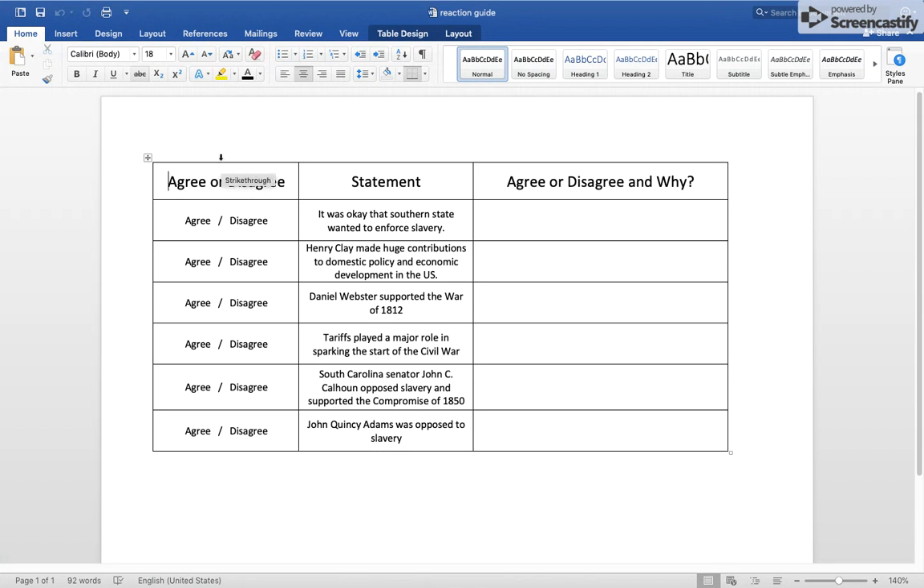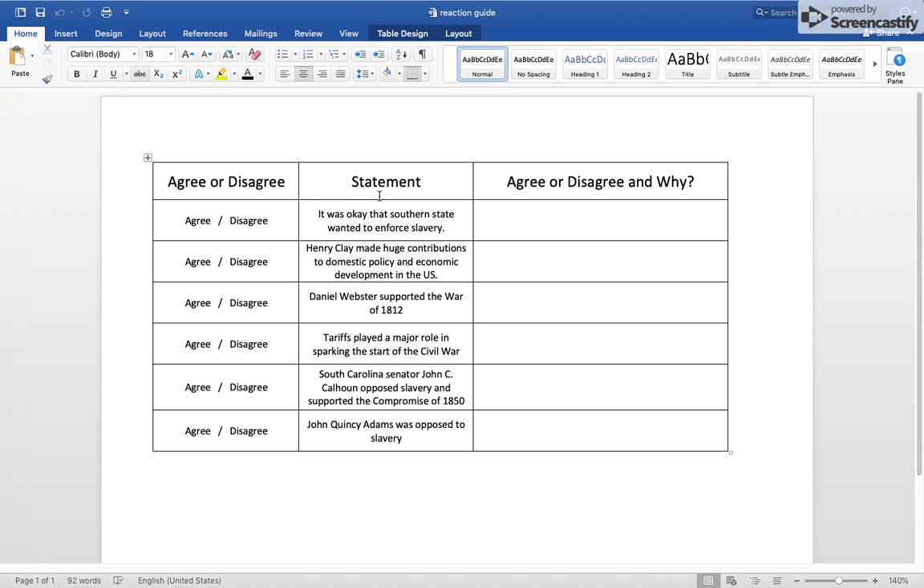And so over here in this first section on the left is where they would agree or disagree after reading this statement I wrote for them in the middle first. So they'd read the statement first, agree or disagree, and then do their assigned reading given to them by me or a different teacher.